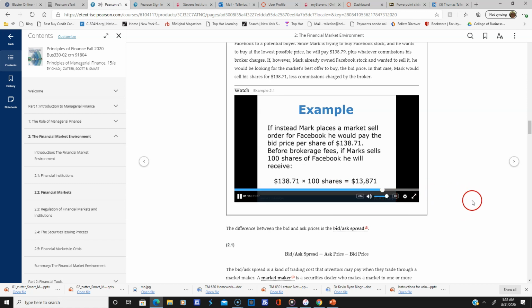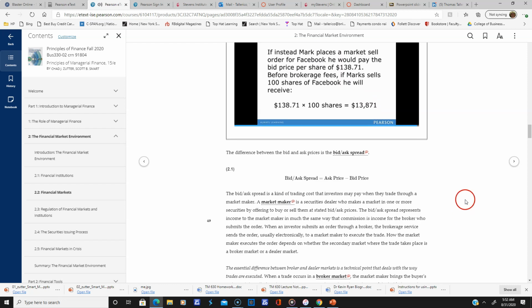If instead Mark wishes to sell 100 shares of Facebook, then he would sell shares at the prevailing market bid price using a market sell order. Since the current bid price for Facebook is $138.71 per share, Mark would receive $13,871 for 100 shares, less any associated brokerage fees.